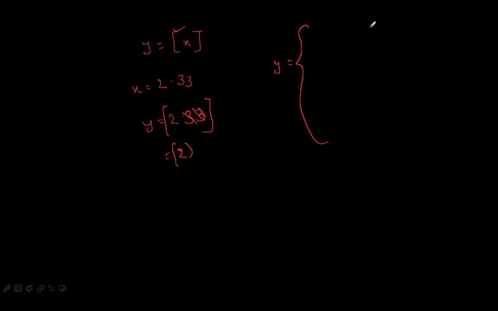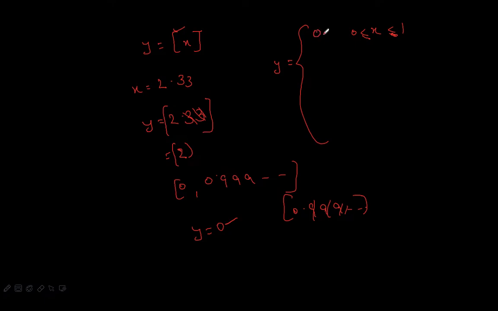suppose we take x greater than or equal to 0 and x less than 1. That means x from 0 to 0.999999. For this whole interval the value of y will become 0, because step of 0.999, with so many nines, gets cancelled by step x and gives y equal to 0. So this value is 0.